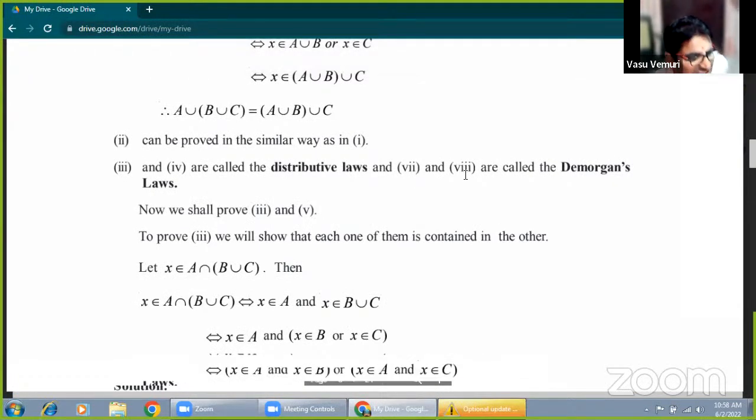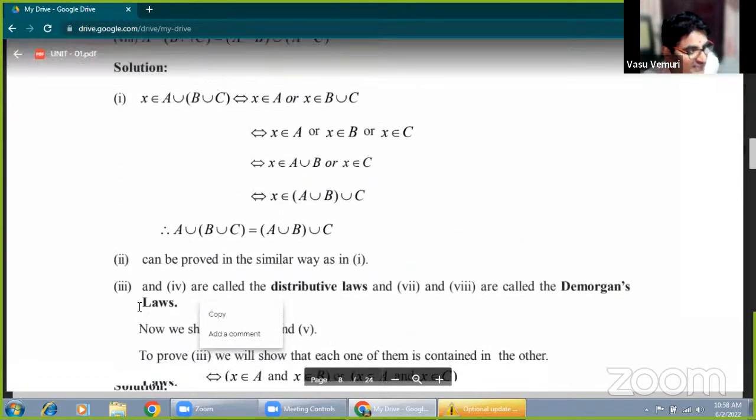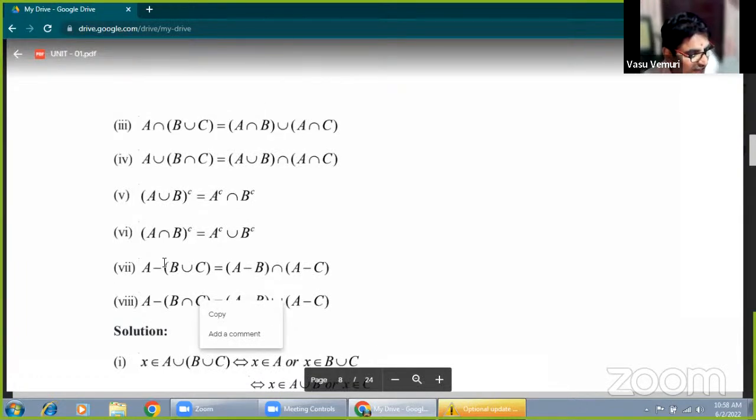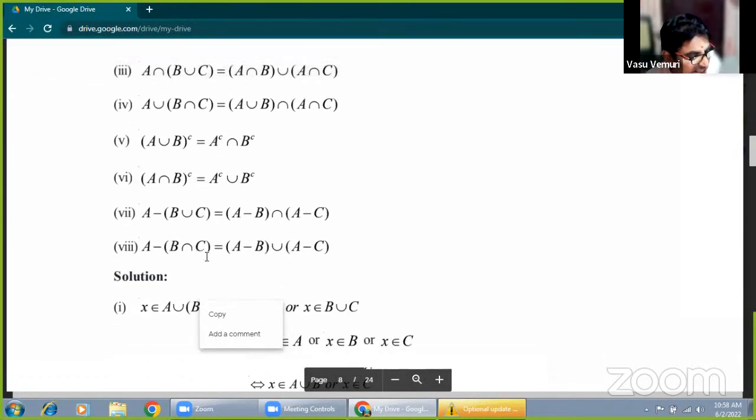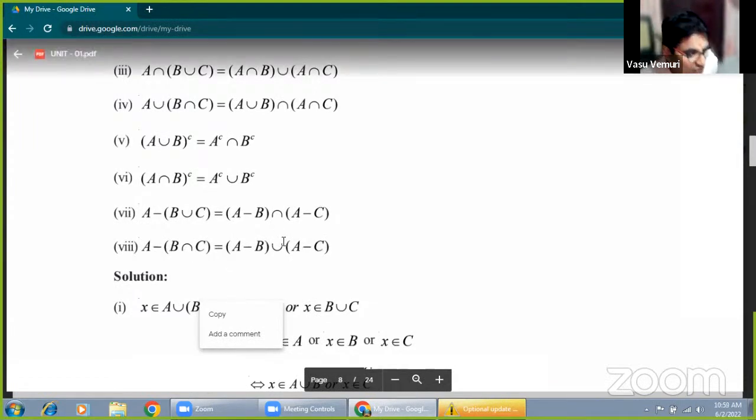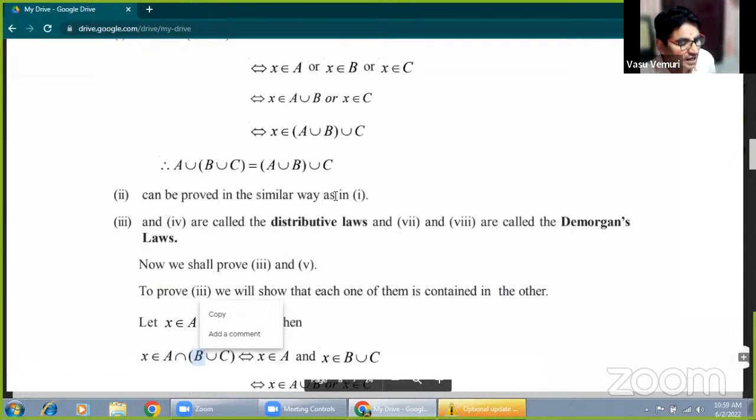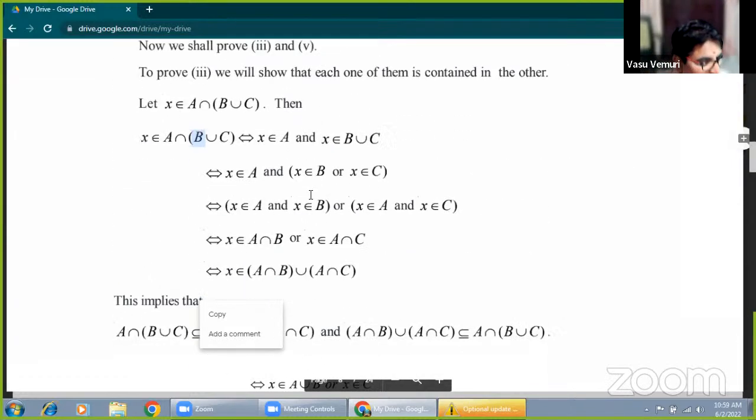And again, the 7th and 8th one are De Morgan laws. This is the 7th and 8th one. A minus (B union C) equals (A minus B) intersection (A minus C). This is one of the De Morgan laws. A minus (B intersection C) means (A minus B) union (A minus C). Now, the 7th and 8th formulas both are represented as De Morgan laws.